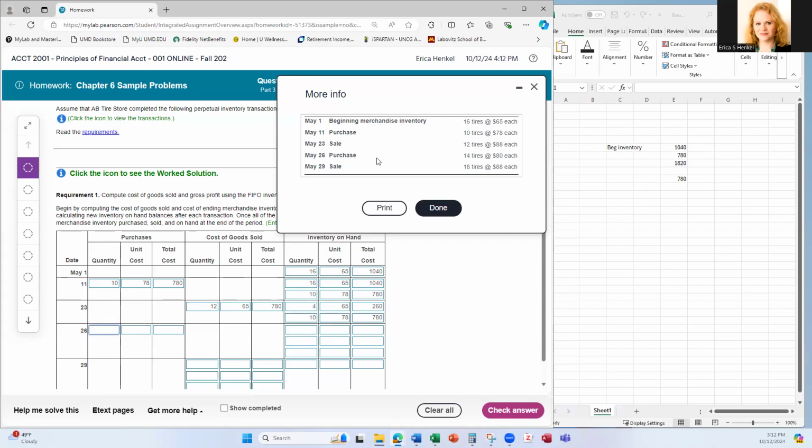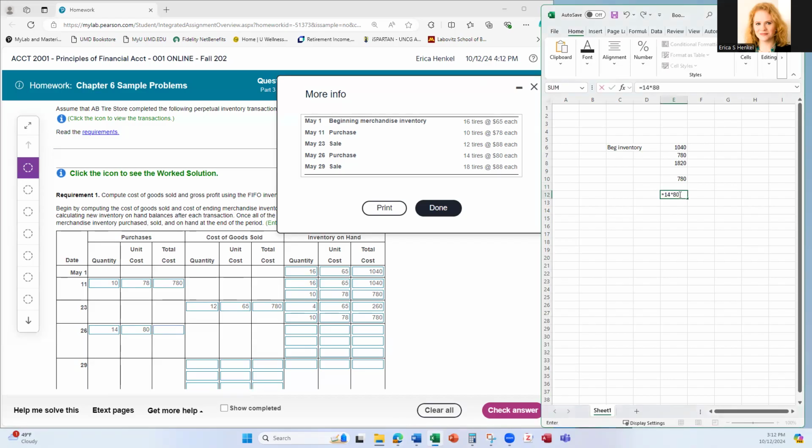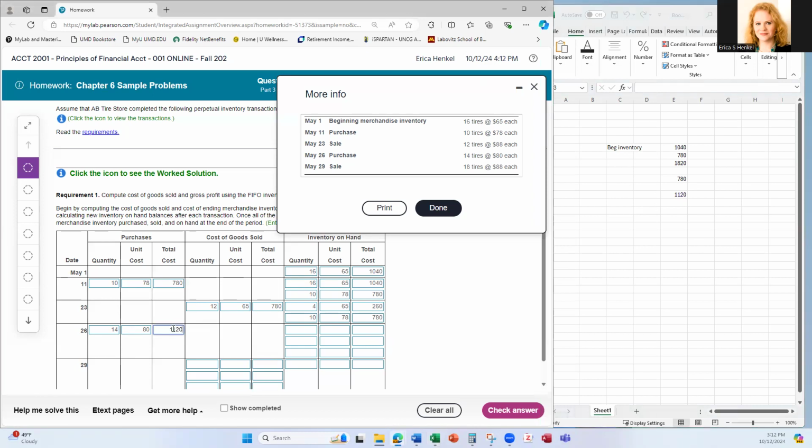Okay, now we're going to purchase some more inventory here. So 14 tires at $80 each. So 14 times 80 is $1,120. So now we've got 3 layers sitting here. We've got the 4 remaining from the first layer, just copying this down from up above, 10 tires from the second layer, and then the new layer that we just purchased goes on the bottom. So just copying this right over from here.